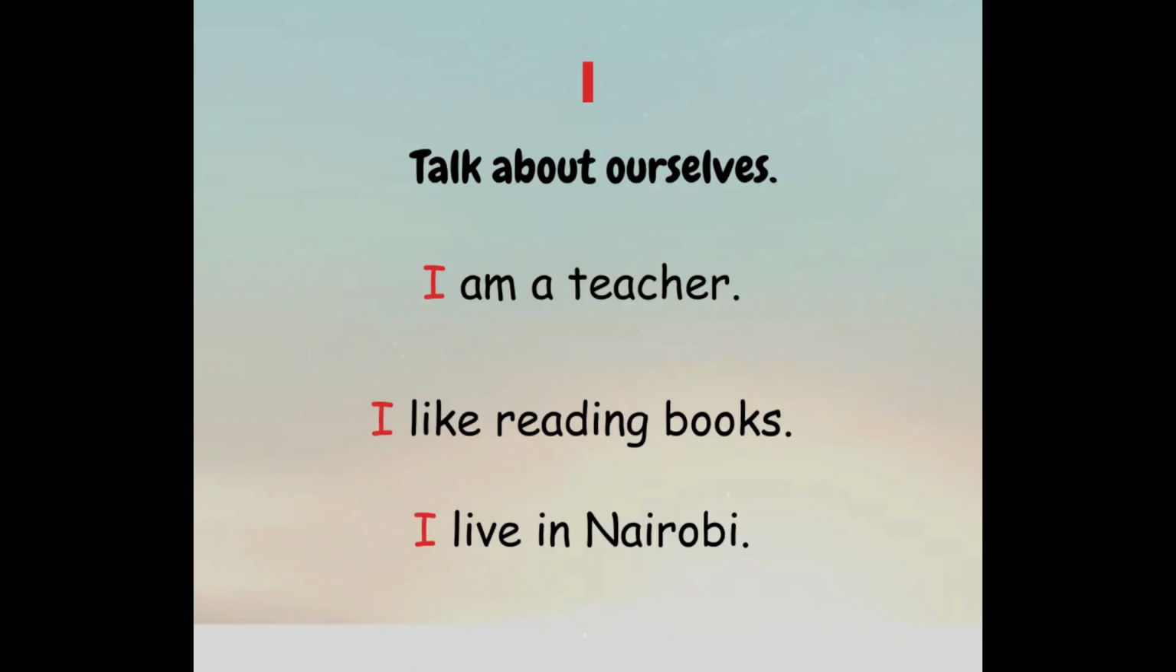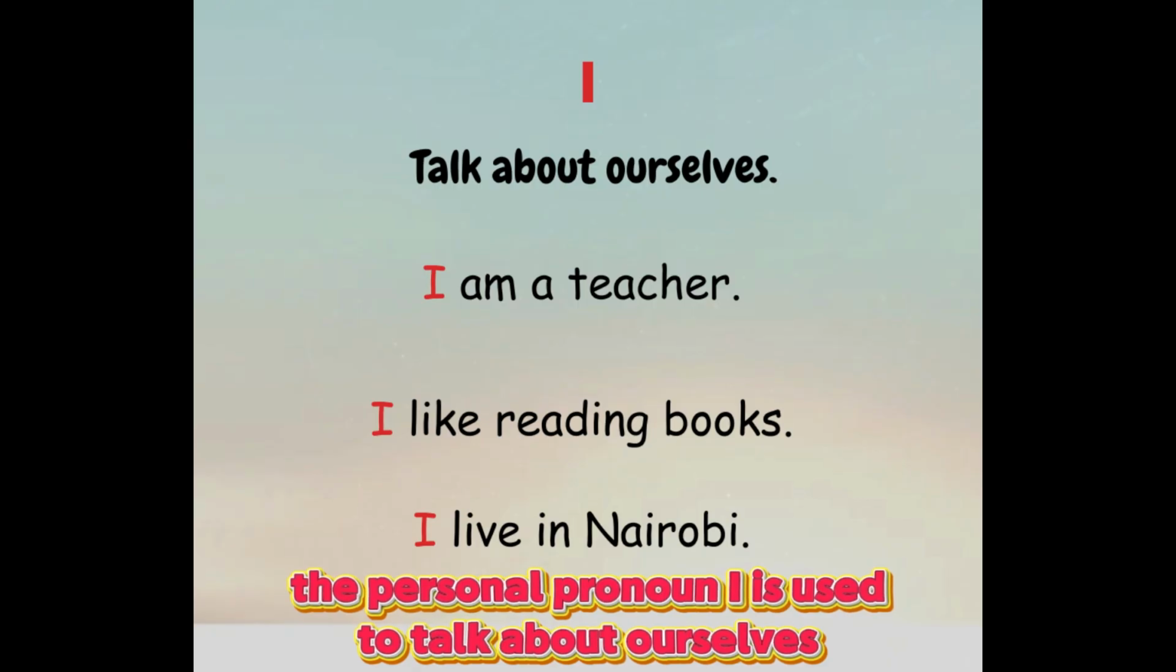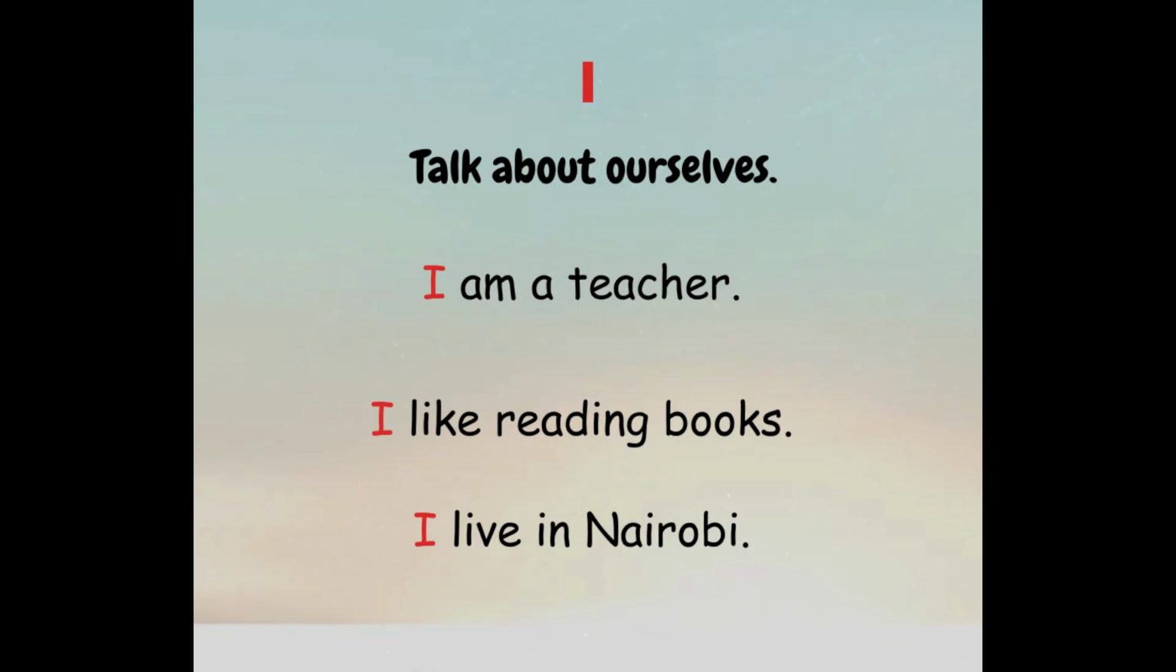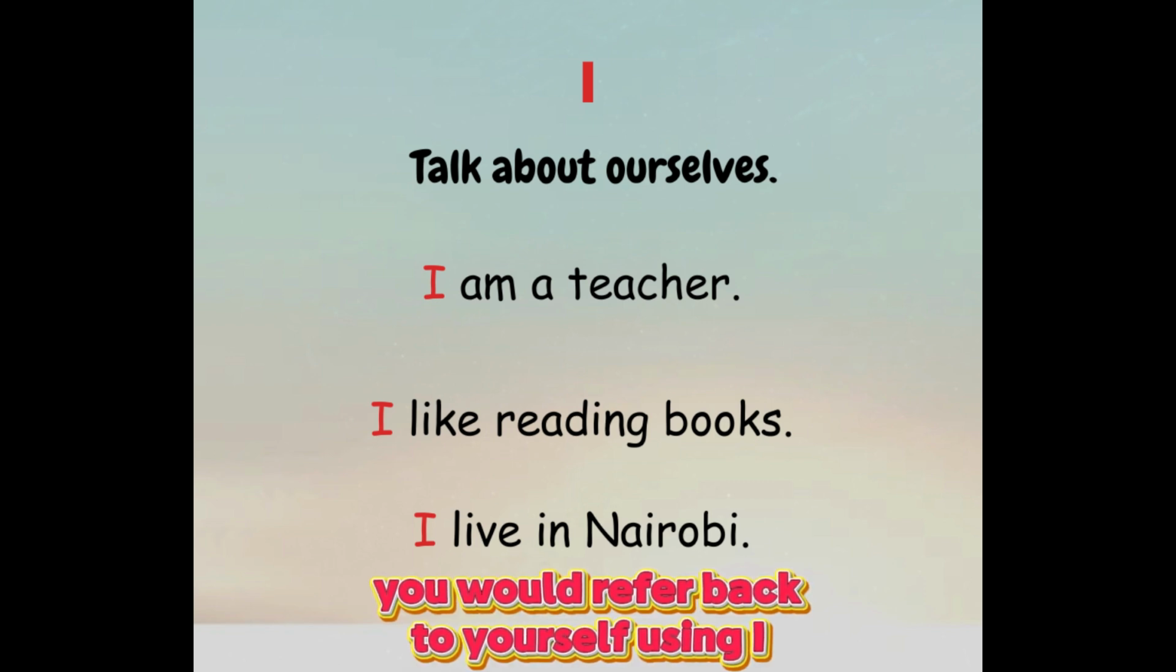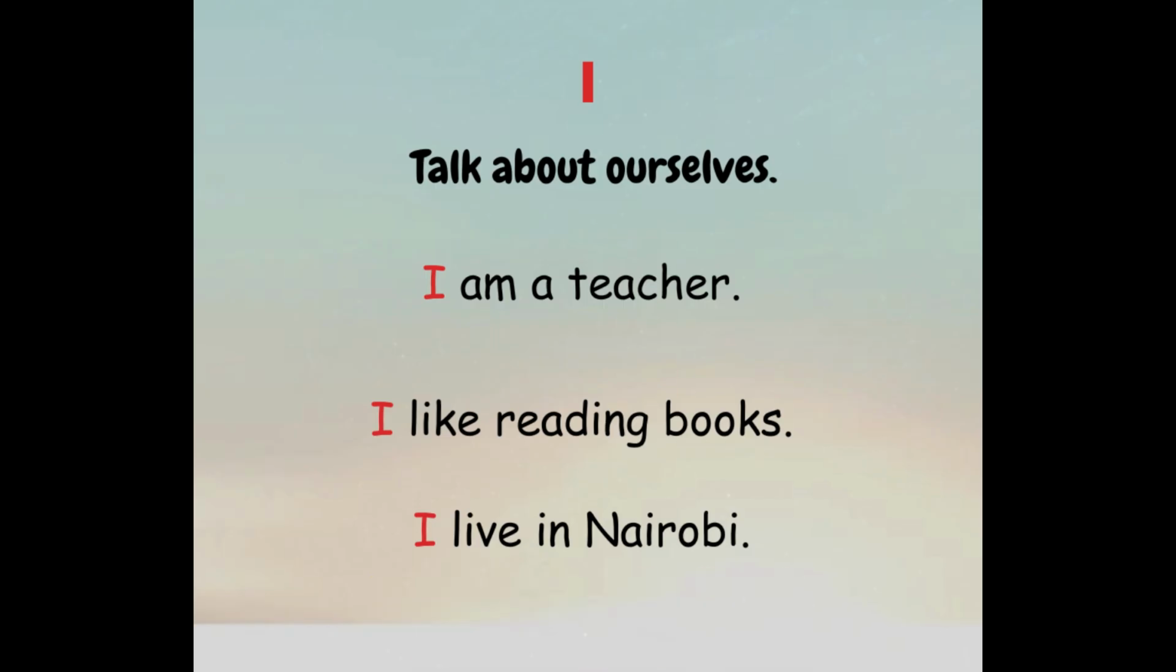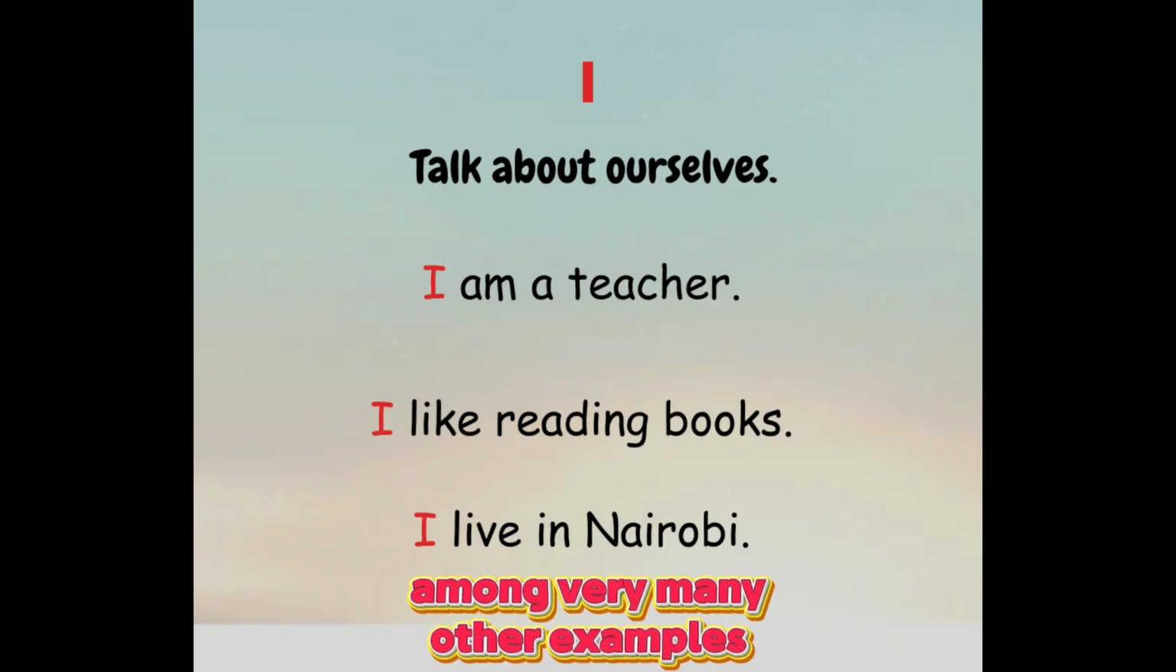We start with I. The personal pronoun I is used to talk about ourselves. When you are talking about yourself, you would refer back to yourself using I. For example, I am a teacher. I like reading books. I live in Nairobi, among very many other examples.